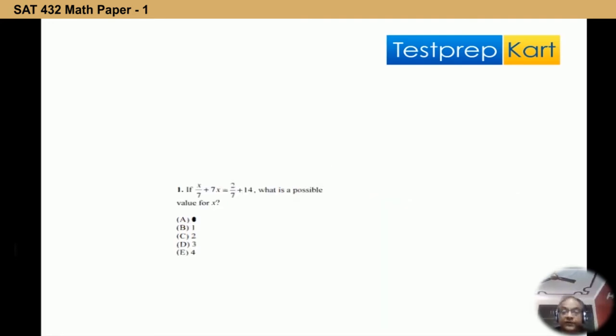So next, if x upon 7 plus 7x is equal to 2 upon 7 plus 14, what is the possible value of x? So first of all, on the left hand side you can take LCM 7. So it will be 50x upon 7 is equal to 100 by 7, right? 7 into 14 is 98 plus 2, 100 by 7. You can cancel the 7, so x should be equal to 2, and that is option C.